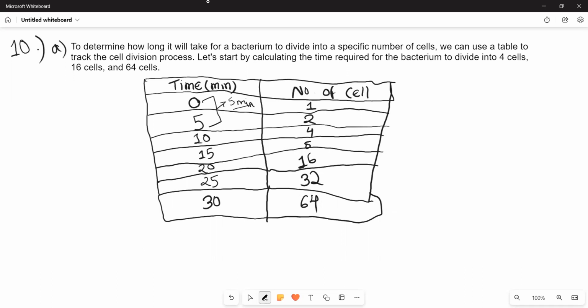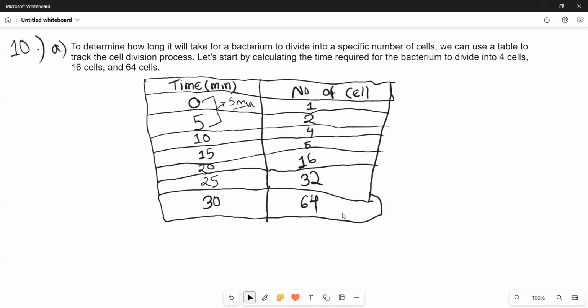Look at here. First for 0 minute, number of cells is 1. For 5 minutes, number of cells is 2. Again for 10 minutes, every 5 minutes interval the number of cells is splitting into two more parts. 1 times 2 is 2, 2 times 2 is 4, 4 times 2 is 8, 8 times 2 is 16, 16 times 2 is 32. Again 32 times 2 is 64. Okay, so we have made a table like this, correct?